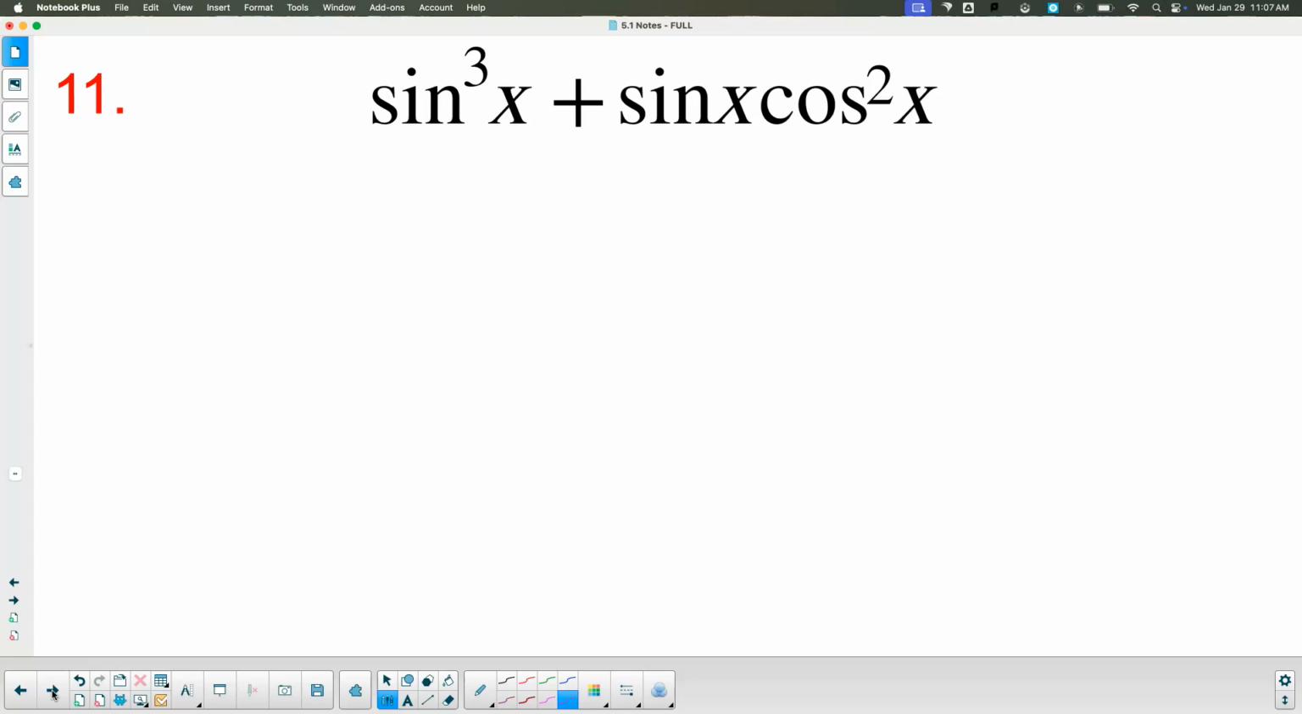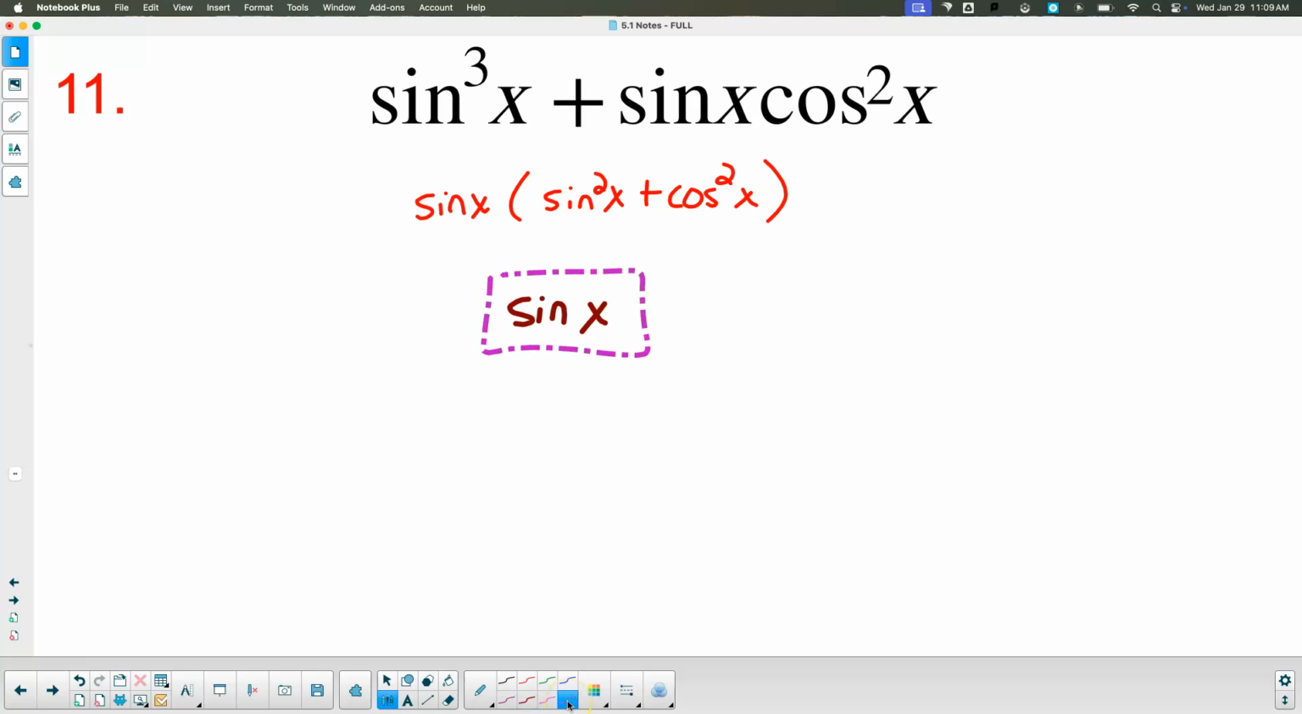Try that one. I'm going to factor out a sine. I get sine of x. Yay? Yeah. Okay.